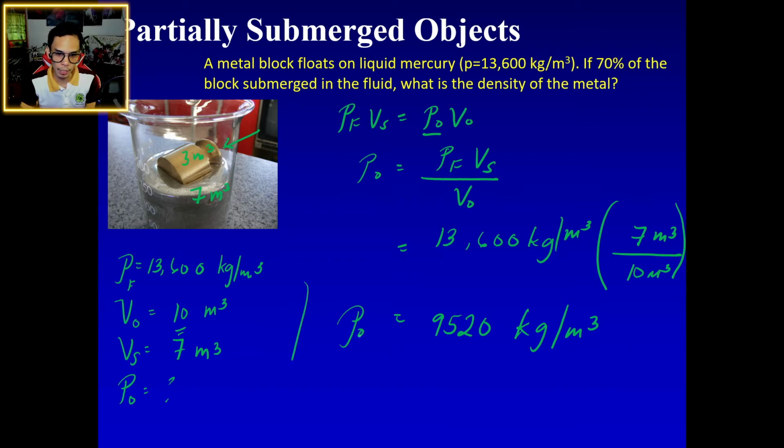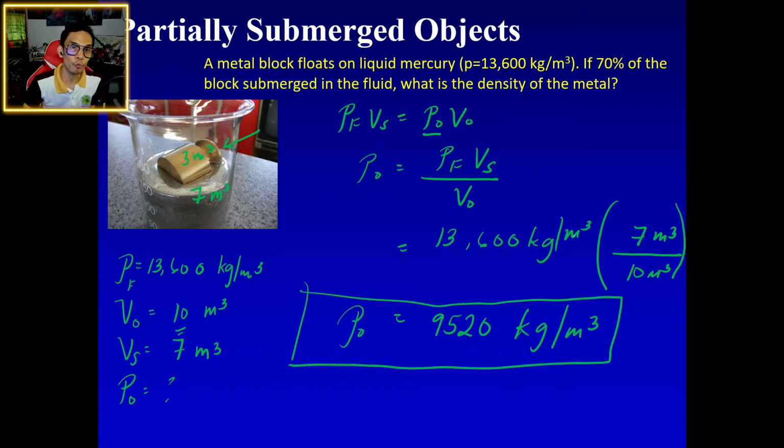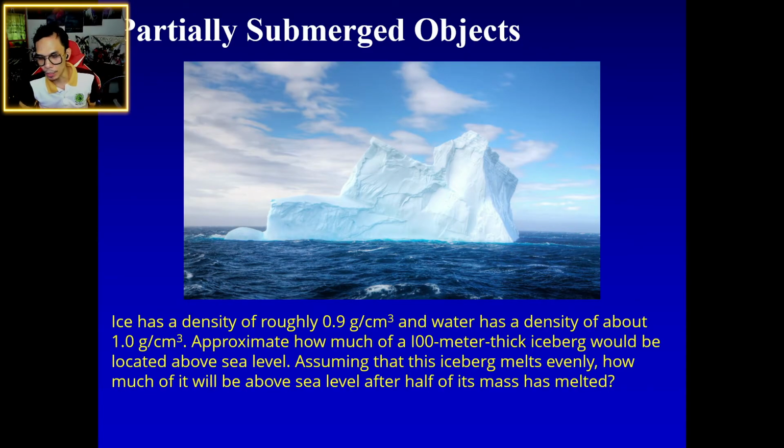So this is the density of the unknown object, or the metal that is submerged in the mercury, right? So this is the partially submerged object, the density of the metal that is partially submerged in mercury. Alright, so let's go to the third and last problem that we have right here.